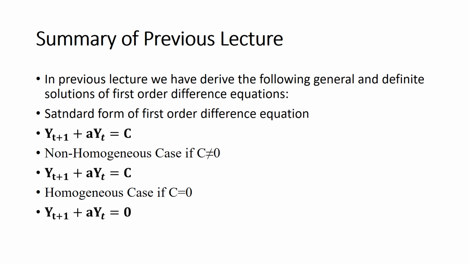The summary of the previous lecture: we have derived the following general and definite solutions of the first order difference equation. The standard form of the first order difference equation is yt plus 1 plus ayt is equal to c, and there are two types: non-homogeneous if c does not equal 0, yt plus 1 plus ayt is equal to c, and homogeneous if c is equal to 0, that is the right hand side is equal to 0, yt plus 1 plus ayt is equal to 0.